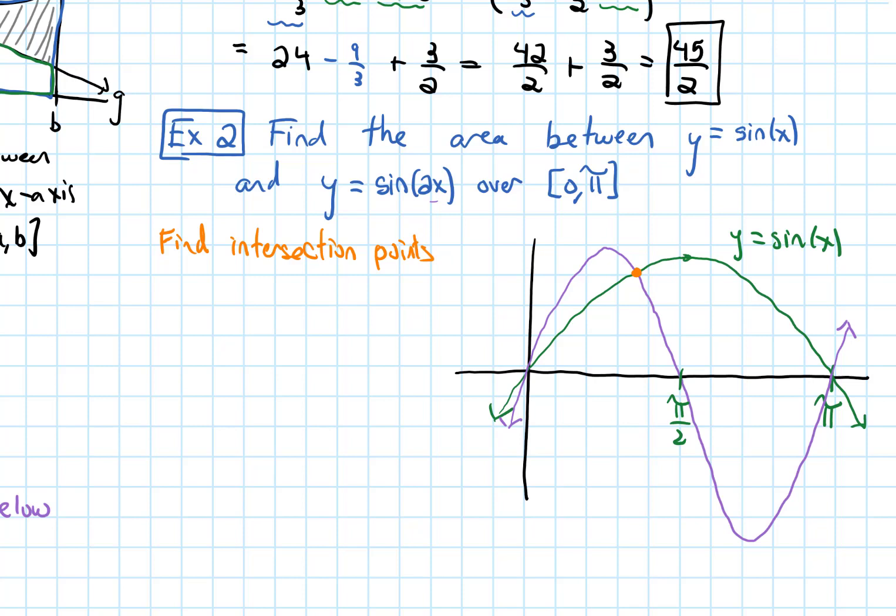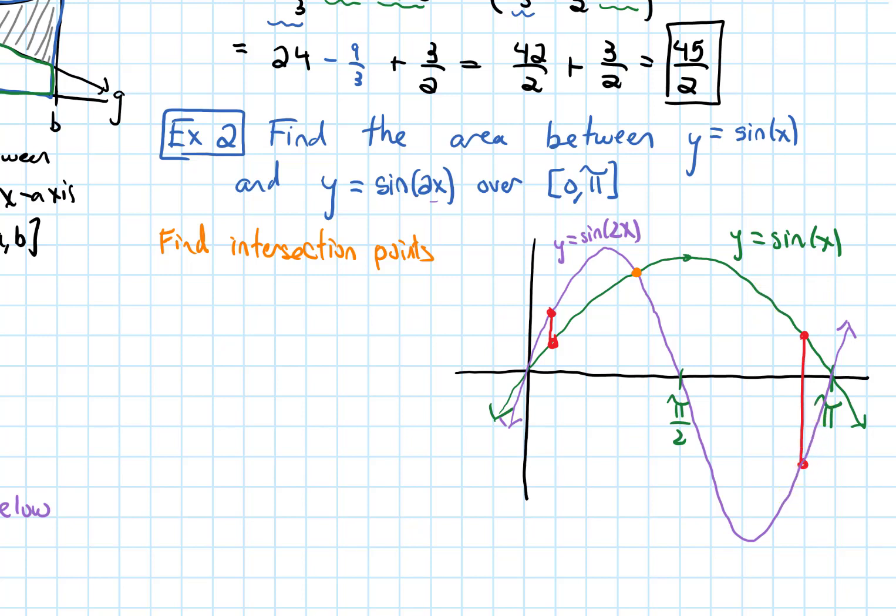But the reason I'm going to need to do that is, if I think about my top function and the bottom function, if I were to draw a vertical line somewhere here, the top function is the sine of 2x graph. In fact, let me label that. So the purple one is y equals sine of 2x. So over there, the top function is on the sine of 2x graph. The bottom function is sine of x. But if I draw a vertical line over here, the top and the bottom function change. The top function is now sine x, and the bottom function is sine of 2x.